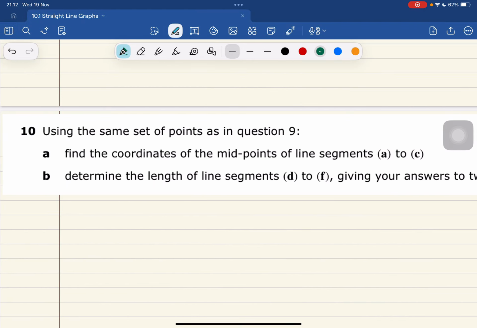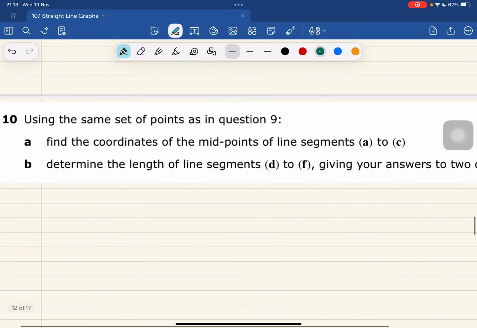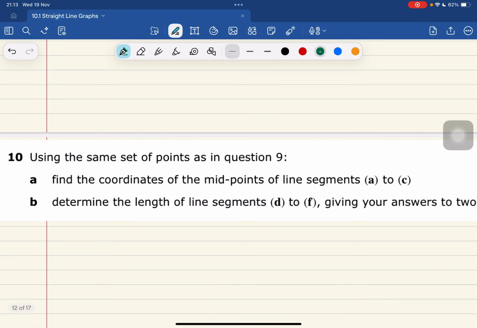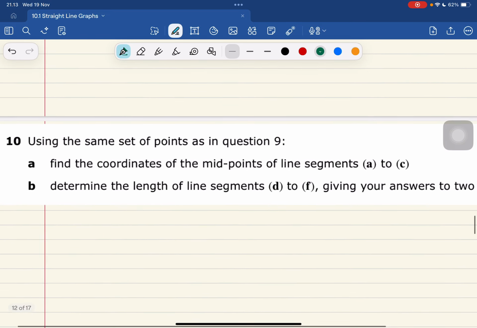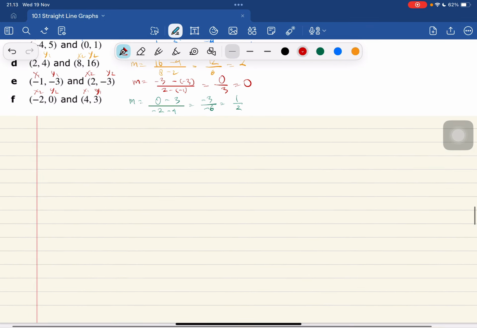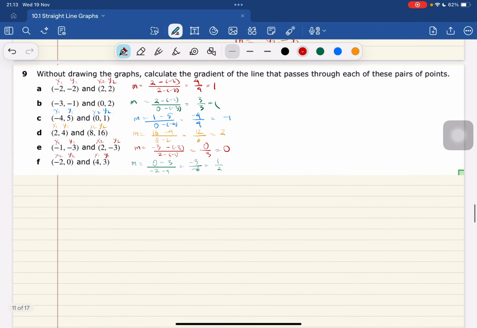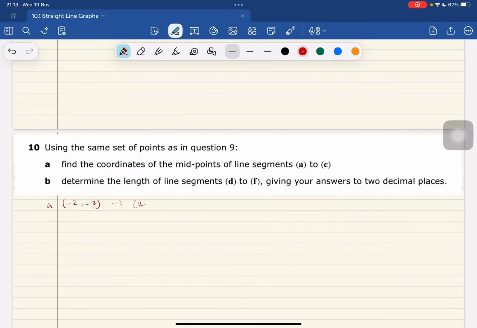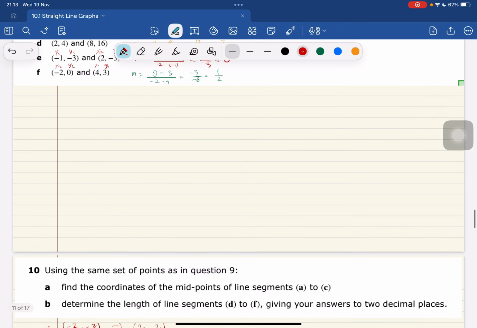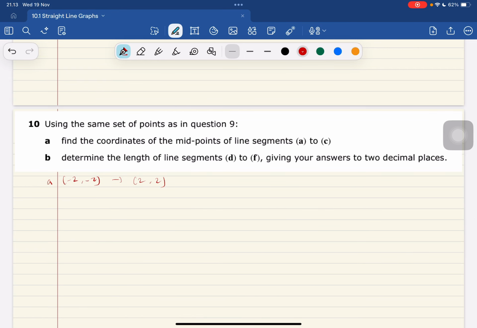Using the same set of points as in question 9. Okay, question 9. Find the coordinate of the midpoint of the line segment A to C. So A to C. Now let us write it. A, so we got minus 2 and minus 2 with 2, 2. Okay, to find the midpoint between two of them, we add and divide by 2. So the midpoint is going to be 0, 0.